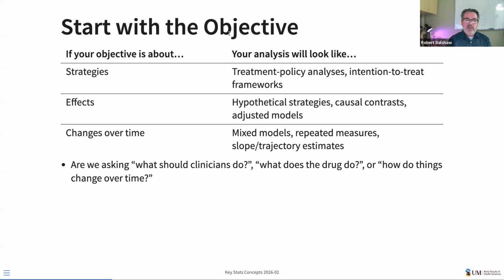So the idea is to start with the objective. If your objective is about strategies, then you're going to be looking at something like treatment policy analyses or intention-to-treat frameworks. Those are the kinds of statistical terms being bandied about. If you're trying to estimate effects, then you might be thinking about hypothetical strategies, heading towards causal contrasts and working with adjusted models, because you want to establish the true estimate of how much this intervention can change outcomes. And for changes over time, you'll probably get into things like mixed models, repeated measures, and slope or trajectory estimates.